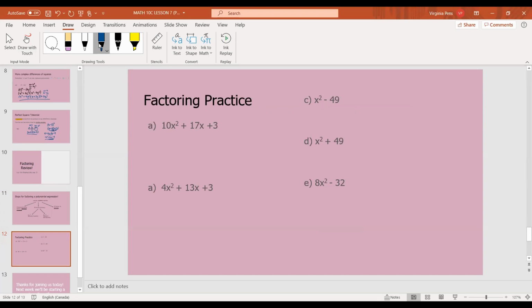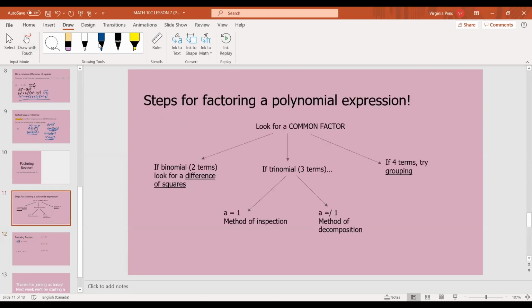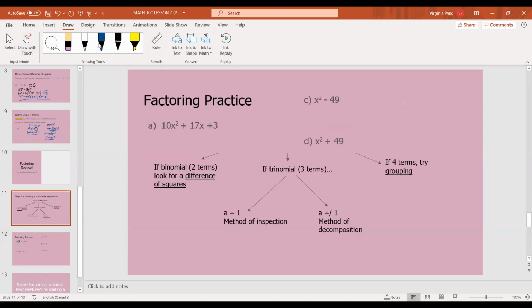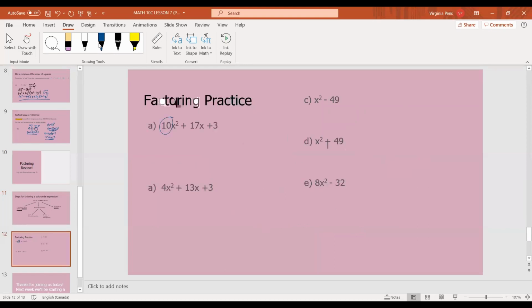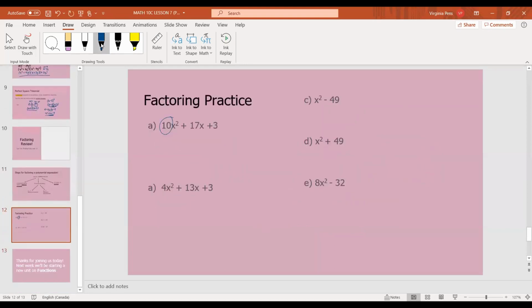Now we can take a look at the a value. The a value in this case is 10. So we know that the a value is not equal to 1, so we'll have to use the method of decomposition. Decomposition is just when we break down 17, the b value, into something that gives us AC. So AC in this case is equal to 30, because 10 times 3. I don't know if you can read that. Let me rewrite it. AC is equal to 30.